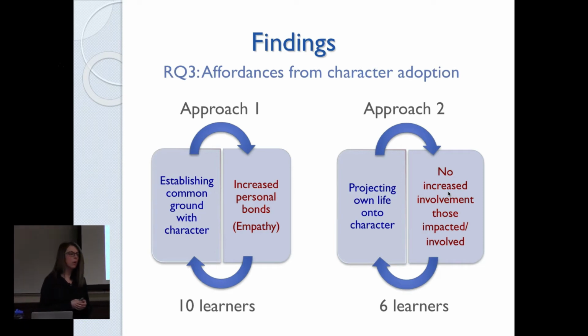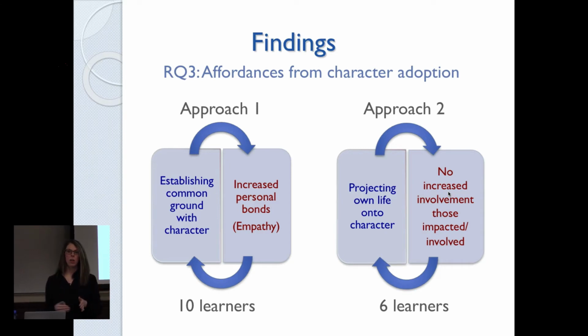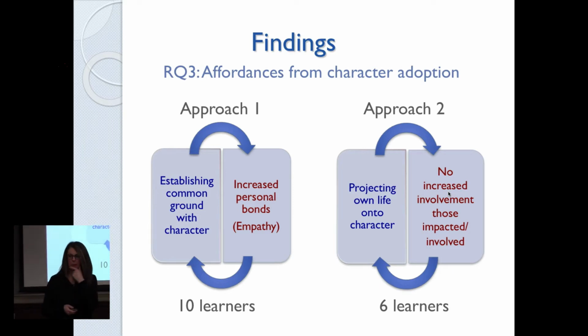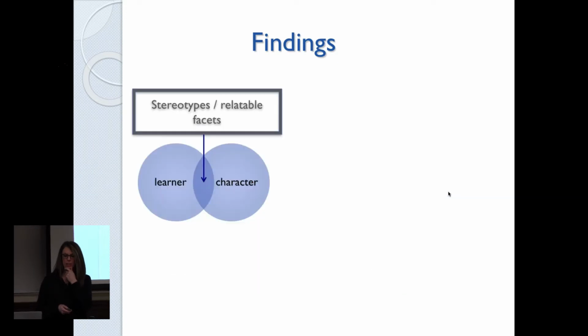And what I noticed was that without any exceptions, the 10 learners who adopted approach 1, all 10 of them showed some, albeit maybe minor, progression toward involvement or empathy, whereas the other 6 students did not show that type of progression. First, we'll look at the data for those that established common ground.